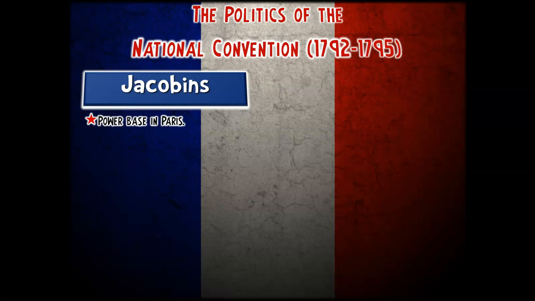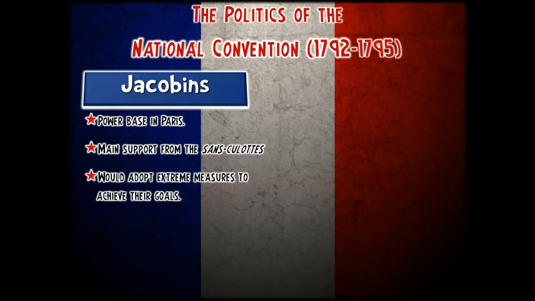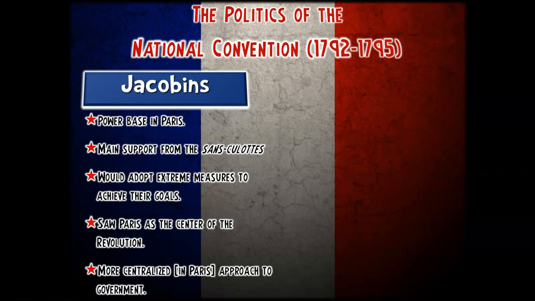The Jacobins, as we had discussed a moment ago, were a political faction that wanted the king out. They were based in Paris. Their support came from the sans-culottes, and they wanted to adopt really extreme revolutionary measures to achieve their goals, and they saw Paris as the center of the revolution and where that was going to happen. They wanted a more centralized governance.